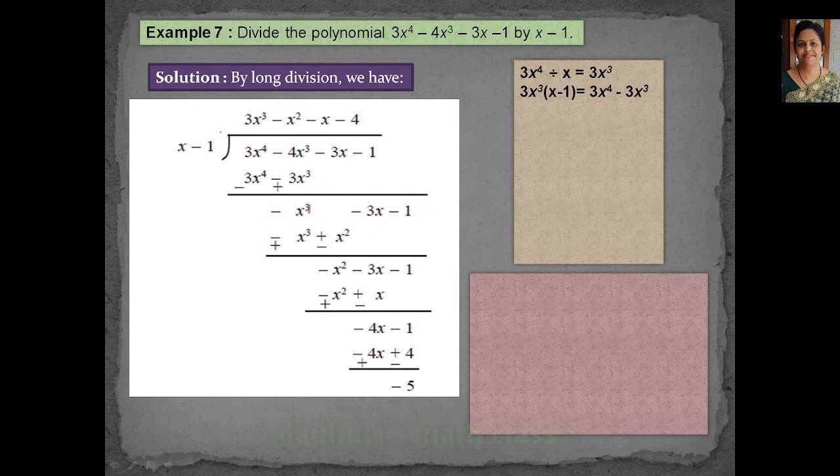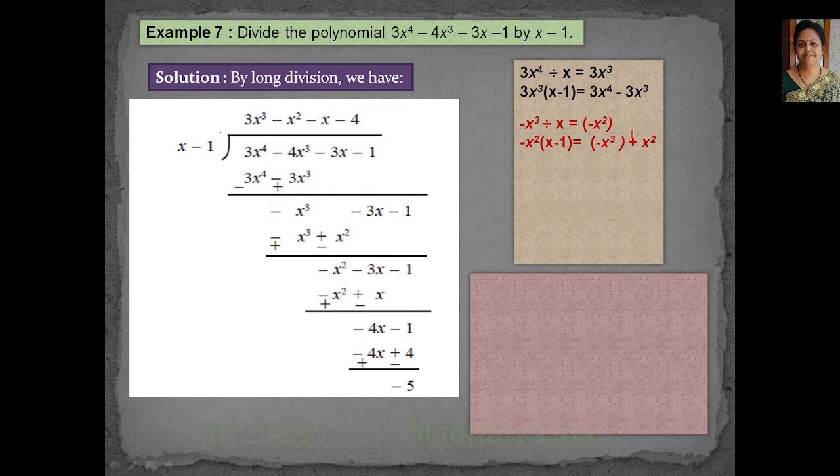What is the first term of the new dividend? Minus x cube. First term of the divisor, x. So minus x cube by x. What is minus x cube by x? Minus x squared. That will be the second term of the quotient. So now we will multiply the second term of the quotient by the divisor. So minus x squared into x minus 1. Minus x squared into x is minus x cube. Minus 1 into minus x squared is plus x squared.